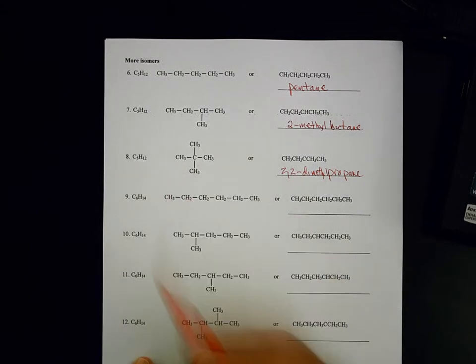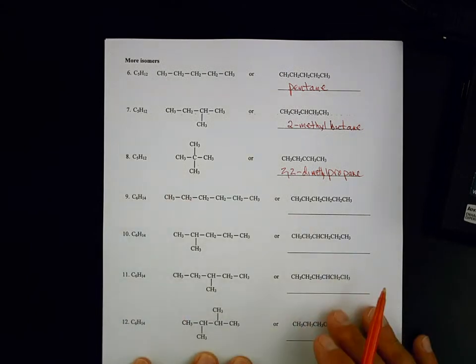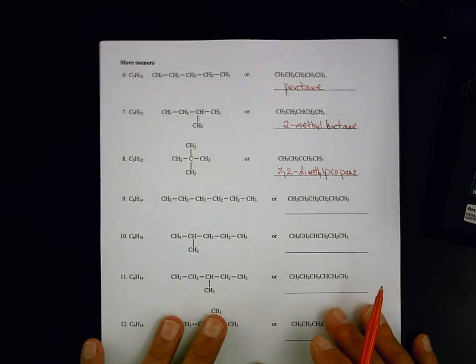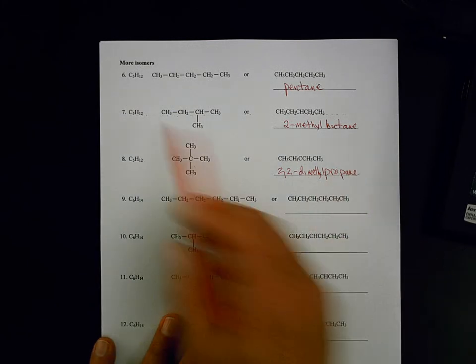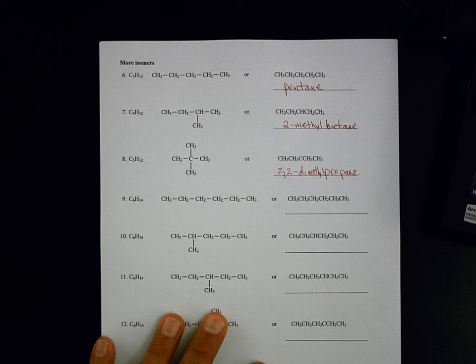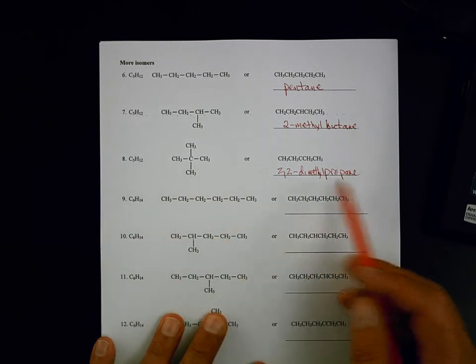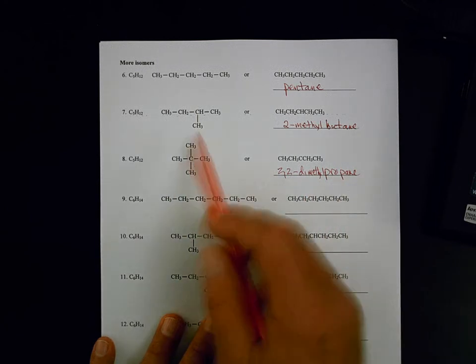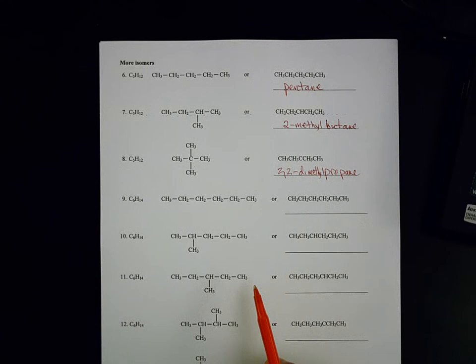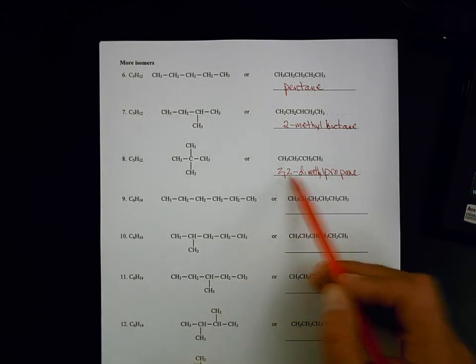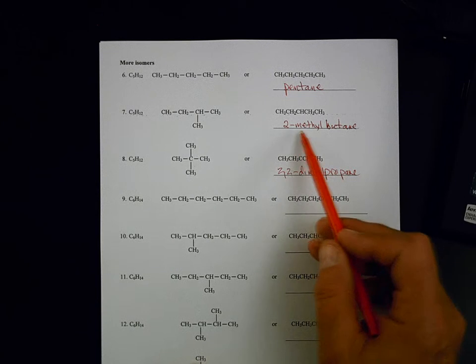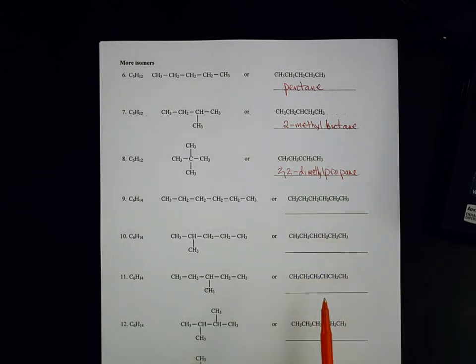So 6, 7, and 8 all have 5 carbons, but they're arranged in 3 different ways. Pentane, 5 in a row. Butane, 4 in a row with 1 methyl branch. And then the last one, propane, 3 in a row with 2 branches, 2 methyl branches. And then notice that each one's labeled. So it's 2,2-dimethylpropane or 2-methylbutane to label the branch.